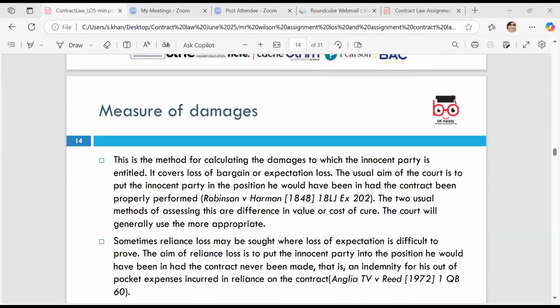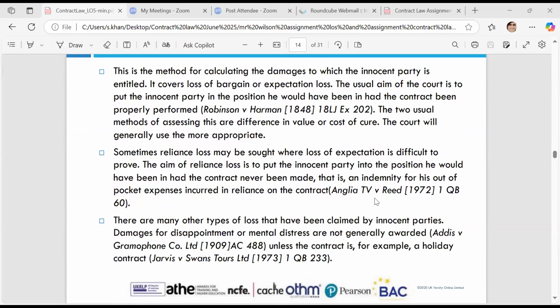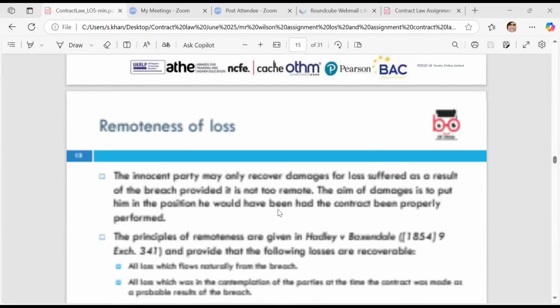Measure of damages. How this would apply in contract law refers to the legal principles used to calculate the amount of compensation owed to a party who has suffered loss due to the breach of a contract. Essentially, it's about determining the financial equivalent of harm caused, aiming to put the injured party in the position they would have been in had the breach not occurred. That's in the case of Robinson v Harman 1848 and the case of Anglia TV v Reed 1972.